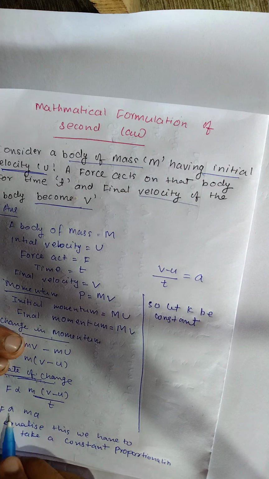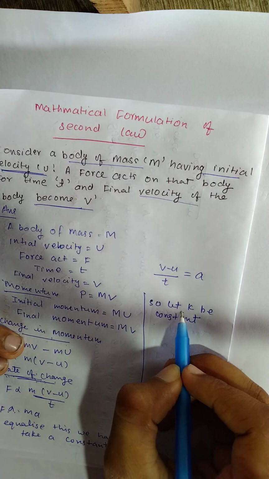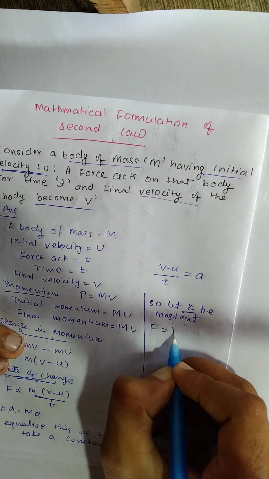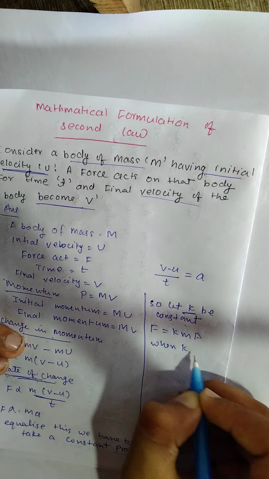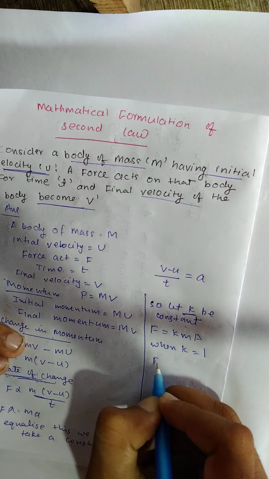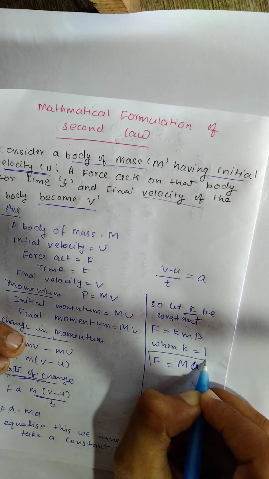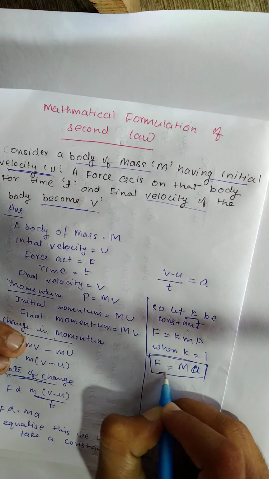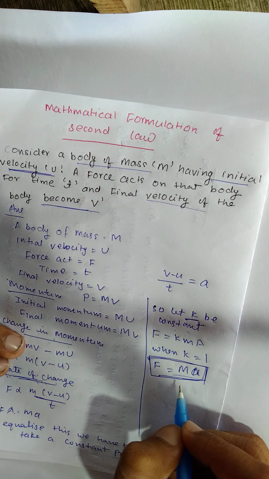So to equalize this we have to take a constant of proportionality. Let k be the constant, then F is equal to kma. When k is equal to 1, then F is equal to ma. We have formulated Newton's second law mathematically.